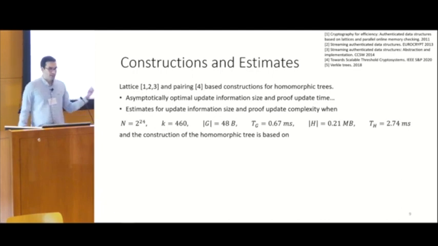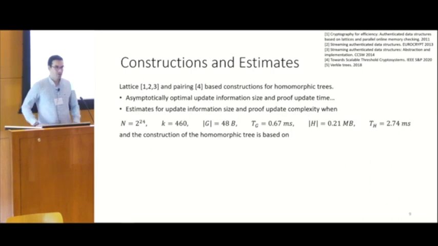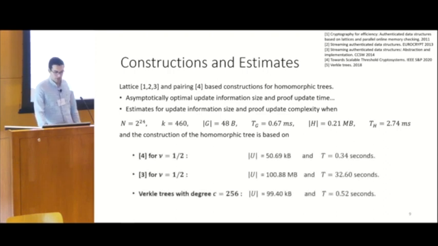So these numbers look quite random. They are not quite so random. So 2 to the 24 was selected to be on the same order of magnitude as the Ethereum state size. And k equals 460 is some back of the envelope calculation of how many ERC20 token transfers you would have in a typical Ethereum block if you fill it up with these transactions. And here are some group element sizes and the hash value sizes. And now for the construction 4, when we set this new parameter to be 1/2, so that we have square root k complexity for the update information and proof update time, we achieve these numbers.